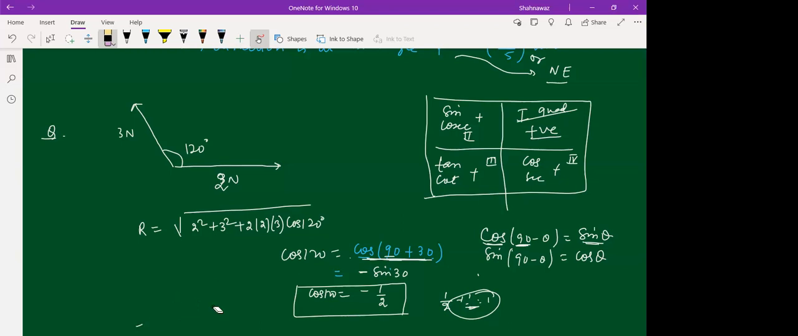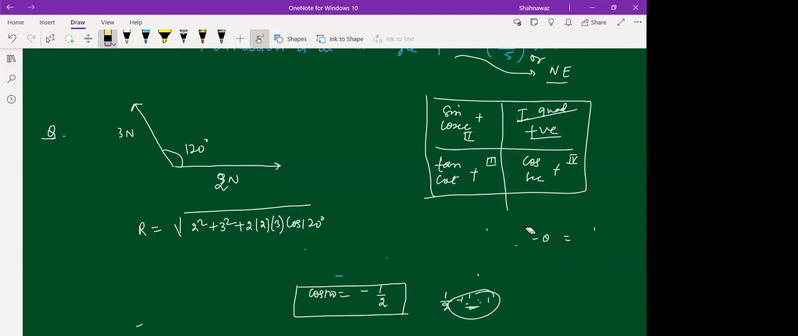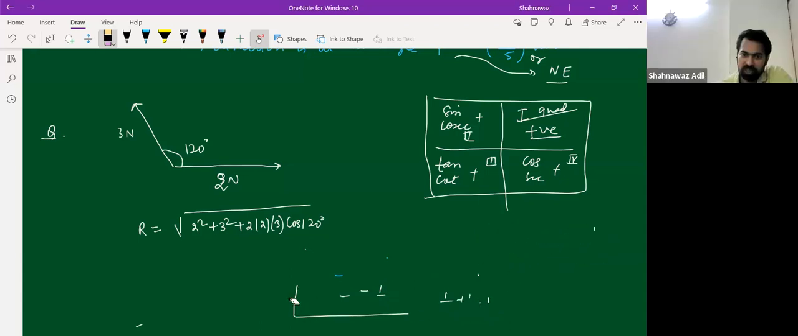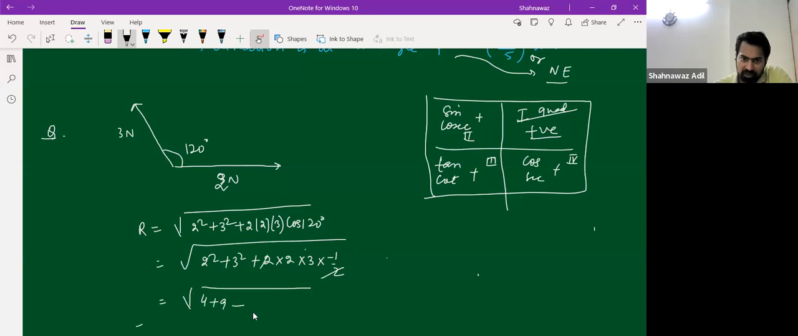Okay, so where were we? We now know what cos 120 is, and this is minus half. So this would be minus half, and plus 2 into 2 into 3 and minus half. So the 2 will cancel, and this would be 4 plus 9 and minus of how much? 6. Right. So this is 3 and 7.